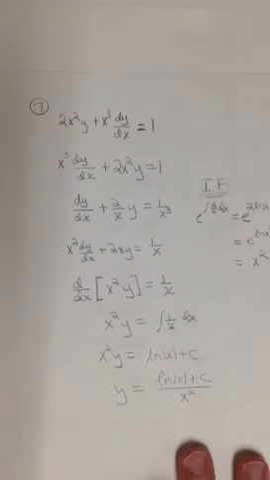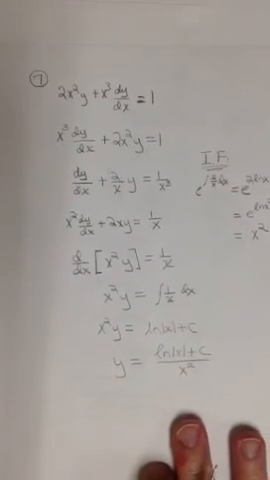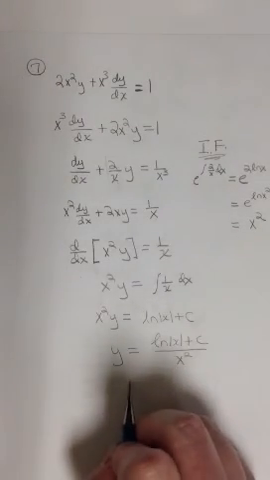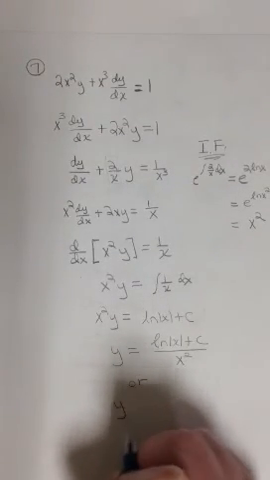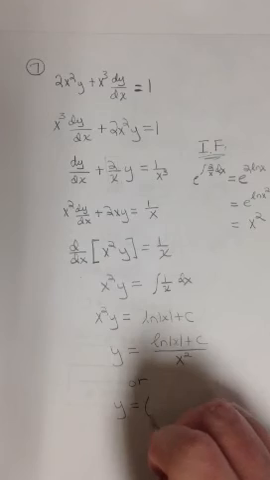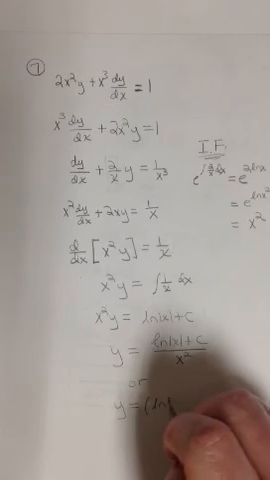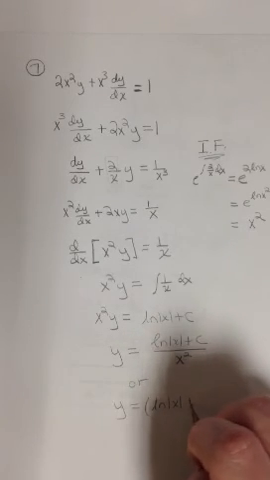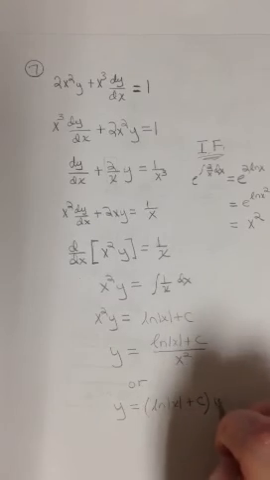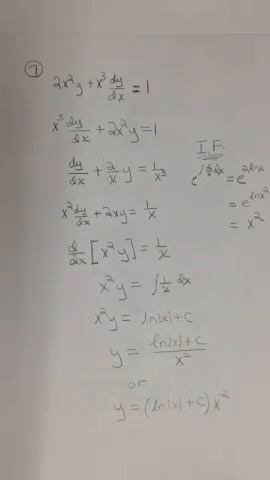all over x squared. And you can also write this in terms of multiplication. We have y is equal to the quantity of the natural logarithm of x plus a constant times x to the negative 2.